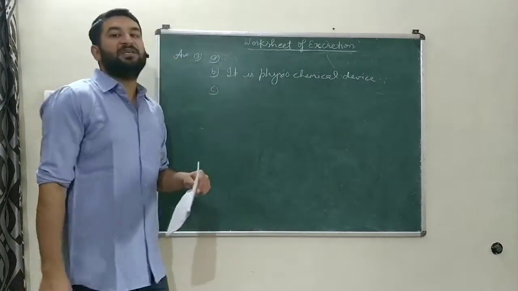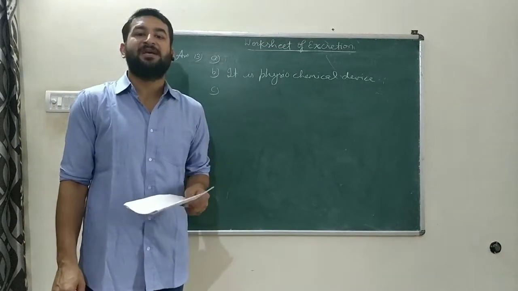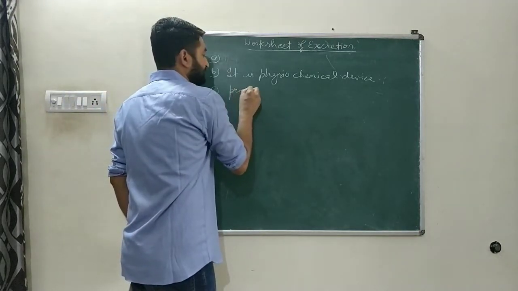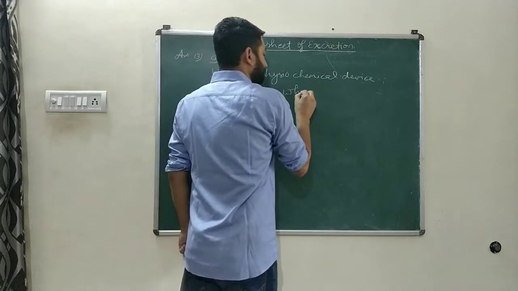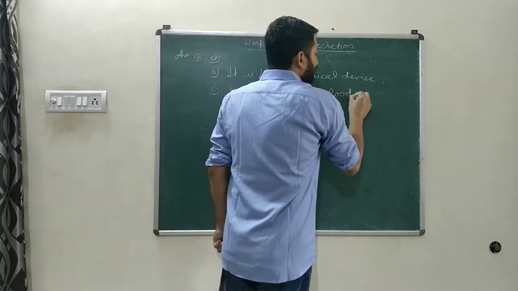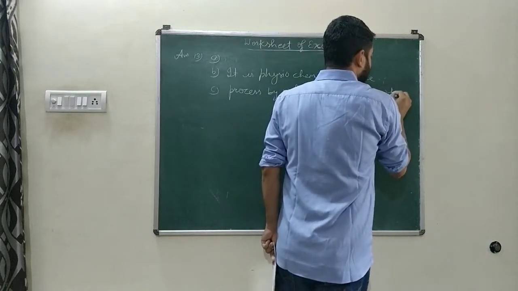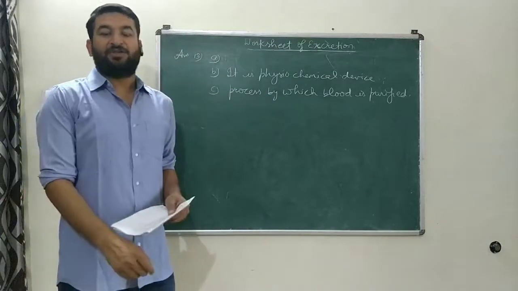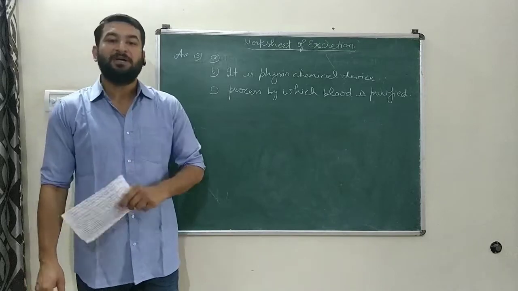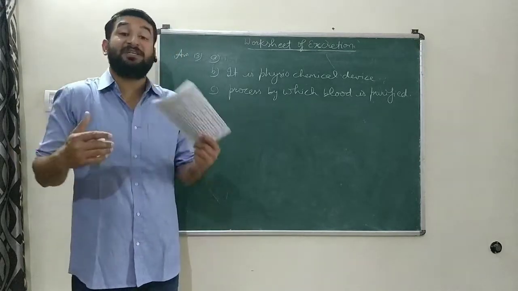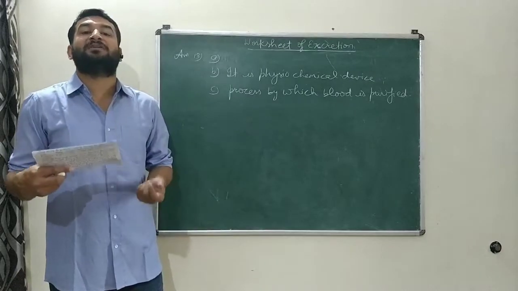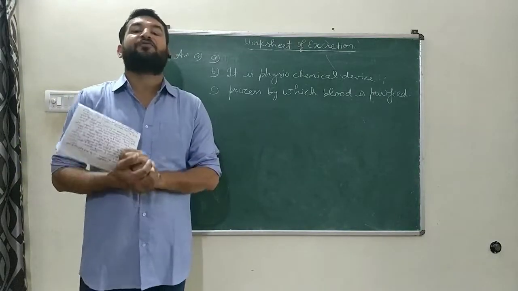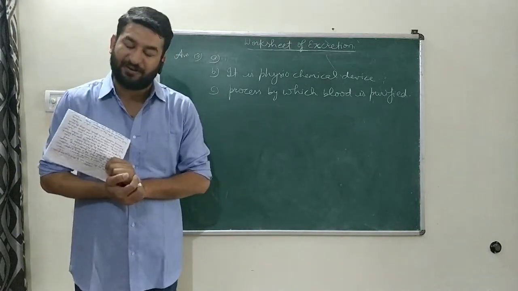Next is, what is hemodialysis? It is the process by which blood is purified by an artificial device, by an artificial kidney, for patients who suffer from kidney failure. So hemodialysis is the process, and the artificial kidney or the dialyzer is the device which is used to remove the waste products out of the blood of patients who suffer from kidney failure.